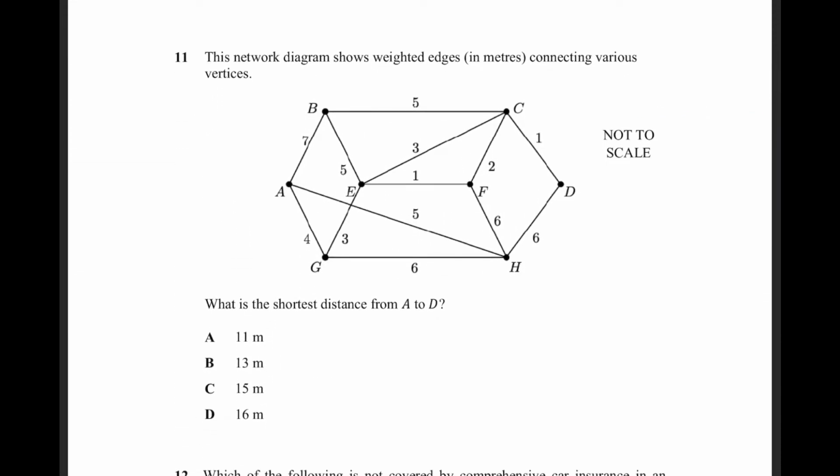Okay. Question 11. The network diagram shows the weighted edges in meters connecting various vertices. What is the shortest distance from A to D?